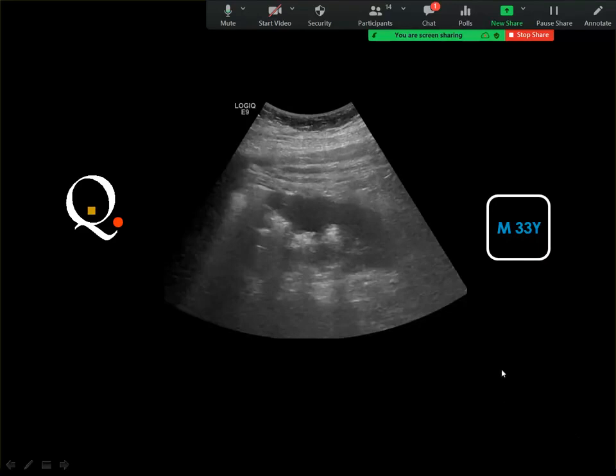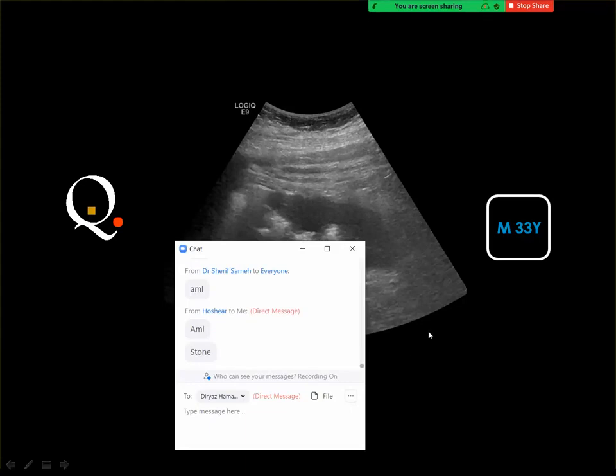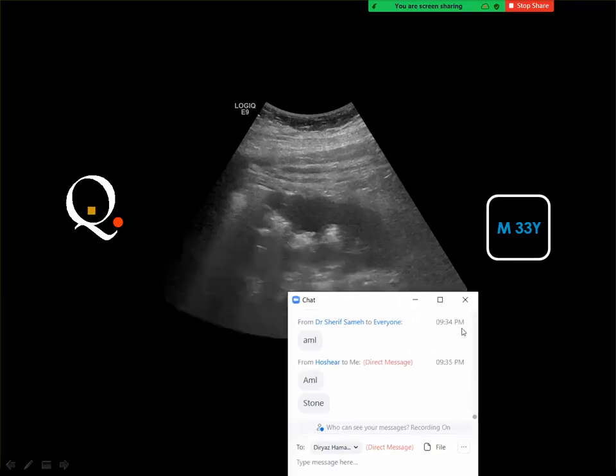This is an ultrasound of a male patient, 33 years old, and it shows some echogenic structures in the kidney. There are only two structures that can produce high echogenicity in the kidney, which are fat and air. Then what do you think of this? Oh, stone also. Yes, this is the third possibility: fat, air, and stone. Staghorn stone, you mean? Other possibilities?